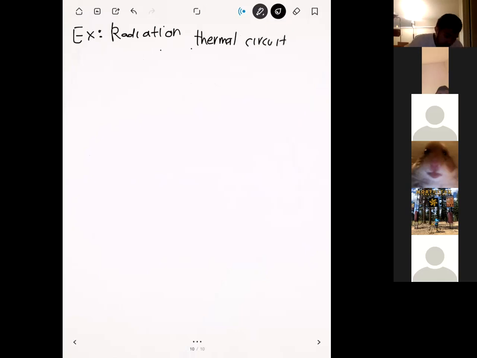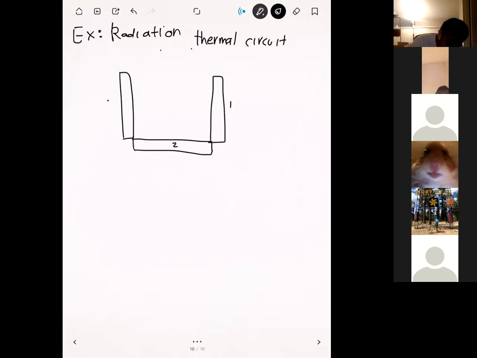Let's say that we have a 4-surface system. So you have surface 1, surface 2, surface 3, and surface infinity. Let's go ahead and draw the radiation thermal circuit for this. I'm going to take each of our surfaces and replace them with a node, and at each of the nodes, I'm going to draw the nodal values.